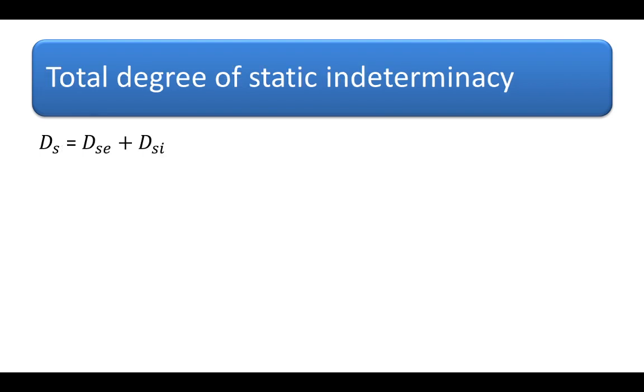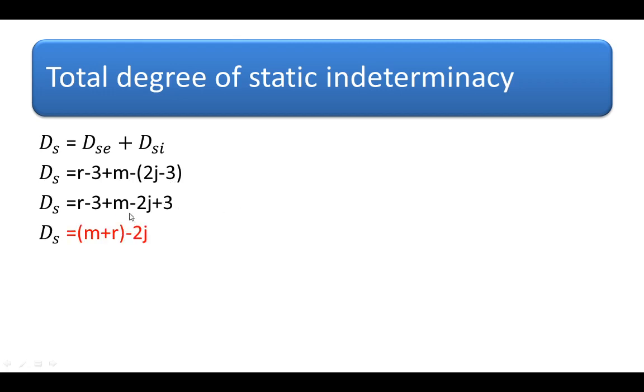Then the total degree of static indeterminacy, that is DS, is equal to degree of external static indeterminacy plus the degree of internal static indeterminacy. So here the formula is for DSE R minus 3 and for DSI is M minus in bracket 2J minus 3. So expand this bracket: R minus 3 plus M minus 2J, this minus becomes a plus, so plus 3. So 3 gets cancelled out. The final formula is M plus R minus 2J.